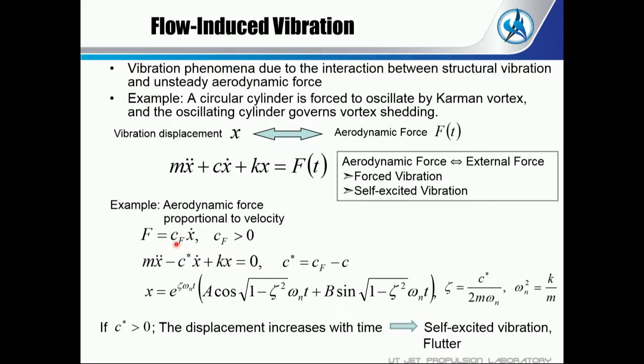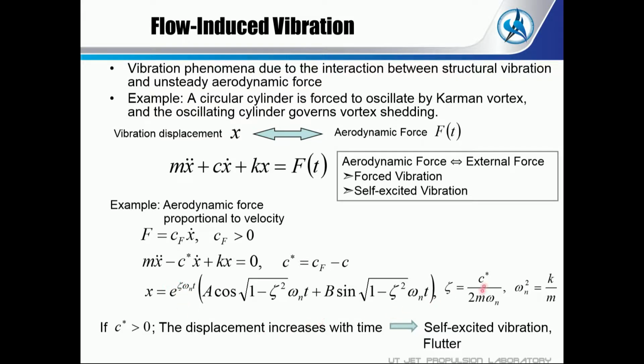If we put it in here, we get this form of the oscillation equation, and C asterisk is CF minus C. This is a damping term, and the damping coefficient is minus C asterisk. The solution, as you know, is written like this, where theta is C asterisk over 2m omega n, and omega n is the natural frequency of the vibration system. So here we have theta.